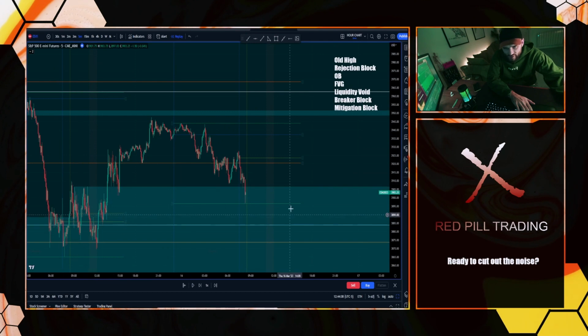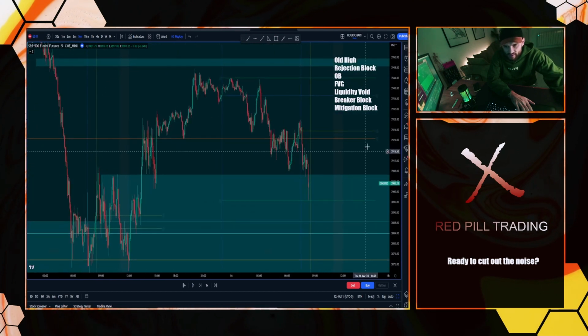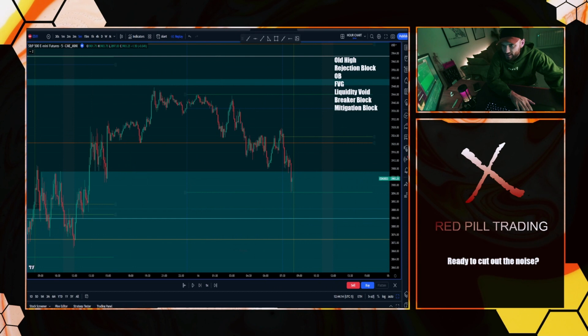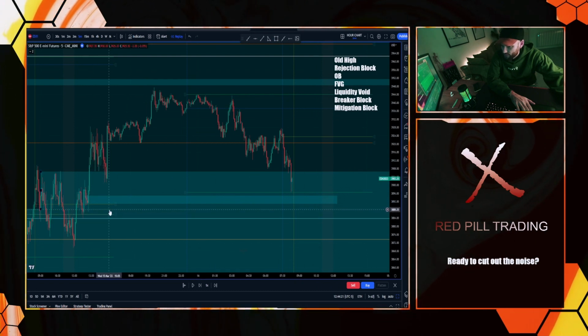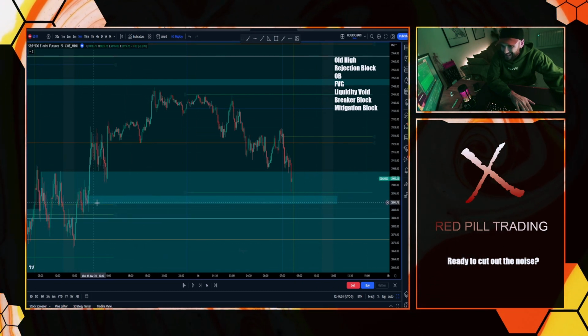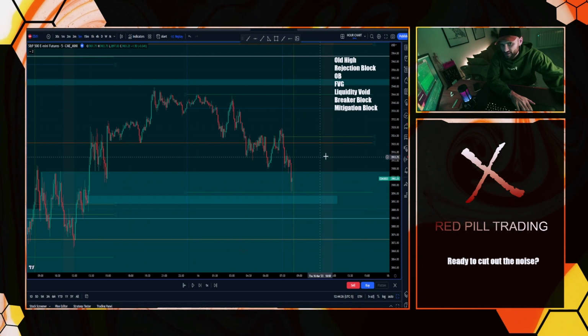So this mitigation block on the hourly, we're now looking for confluences on the lower time frame to search for PDRAs to take our entries, because we've now got an order block here. For it to punch through an order block, there's nothing below this before it goes through the mitigation block on that hourly. So this is the line in the sand inside of a line in the sand.